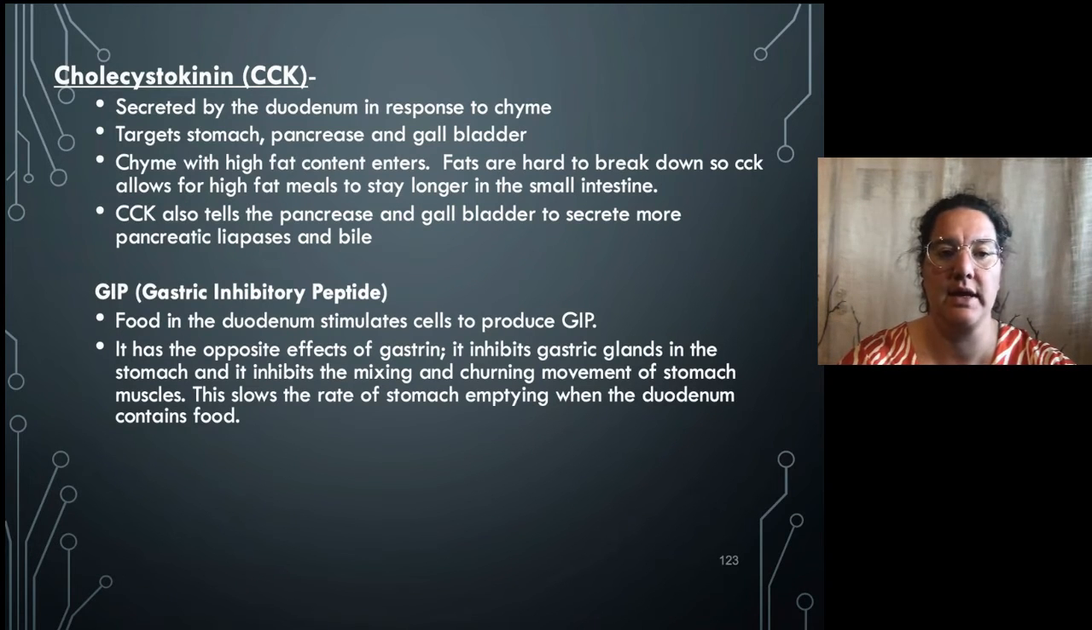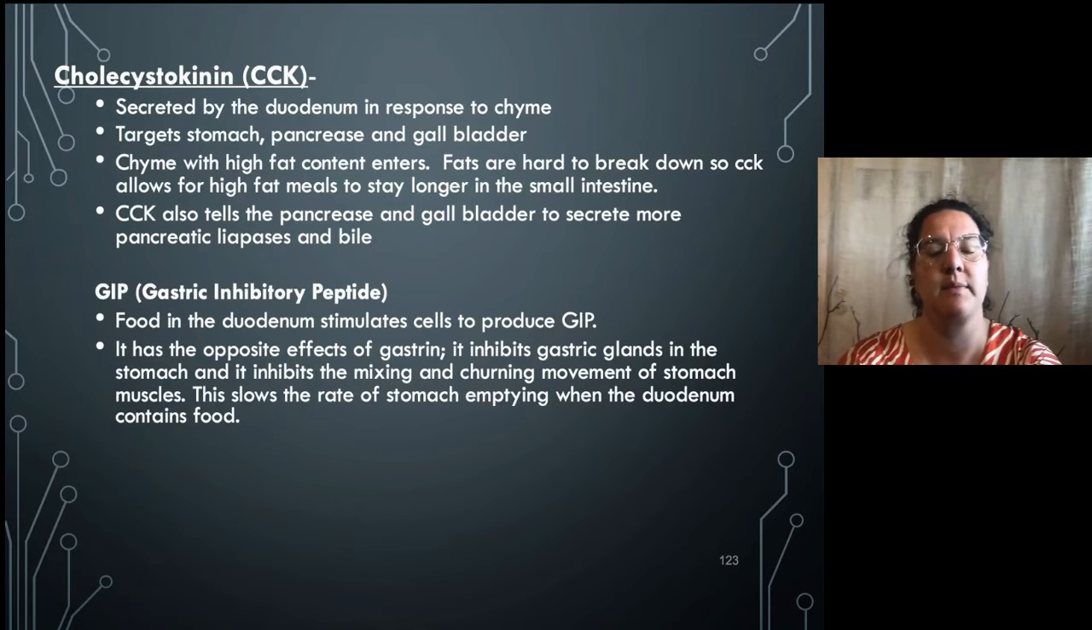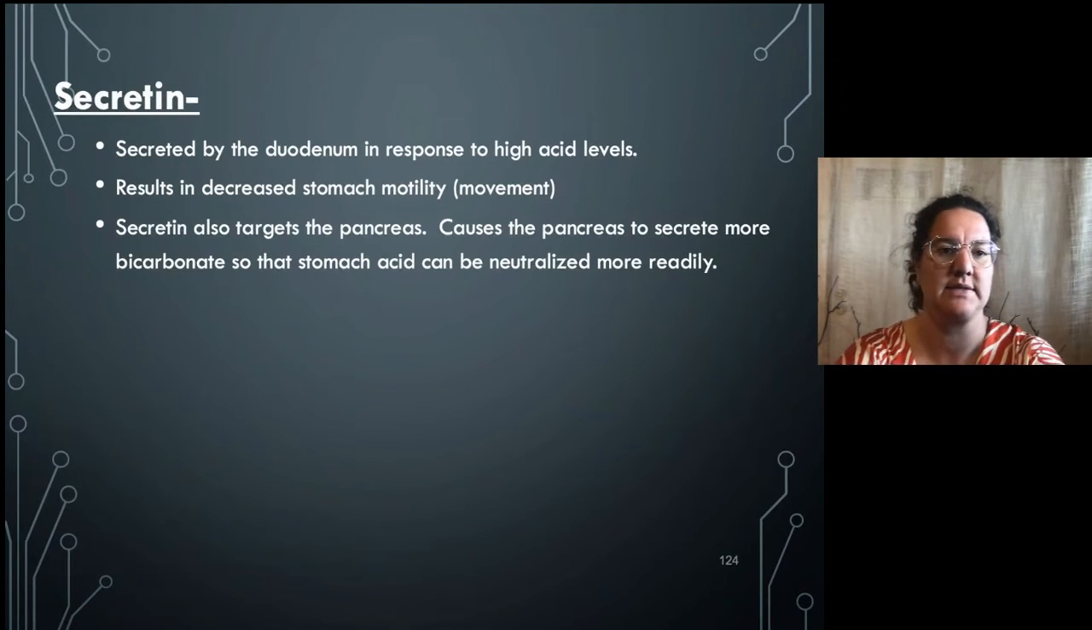Gastric inhibitory peptide is stimulated by food in the duodenum, and it has the opposite effect of gastrin. So it inhibits the gastric glands in the stomach and inhibits the mixing and churning. So it slows the rate of stomach emptying when the duodenum contains food, again, so that it can be properly digested in the small intestine.